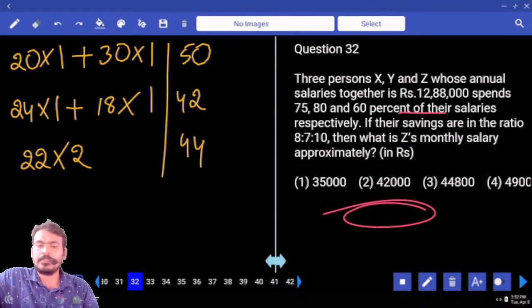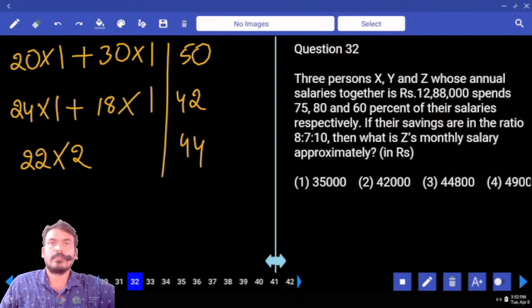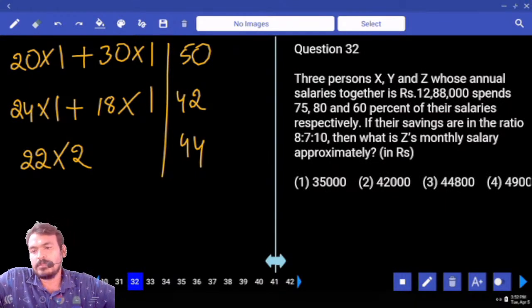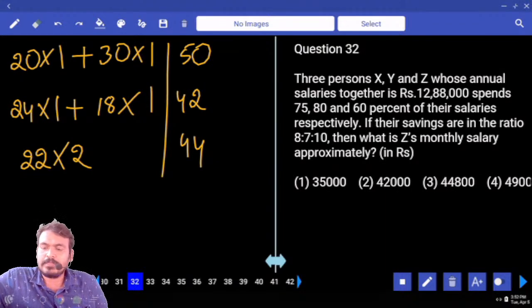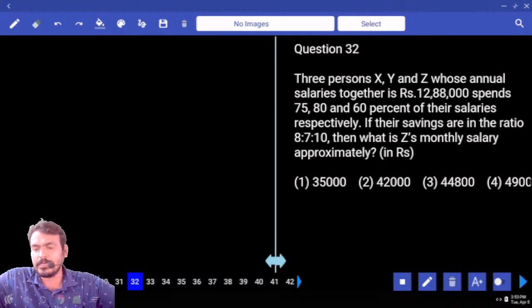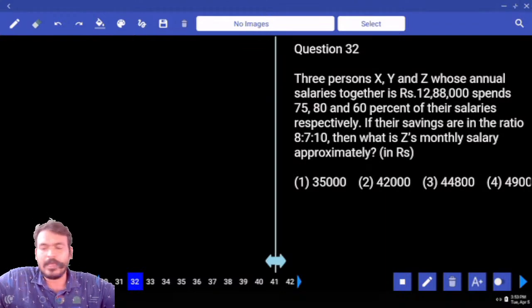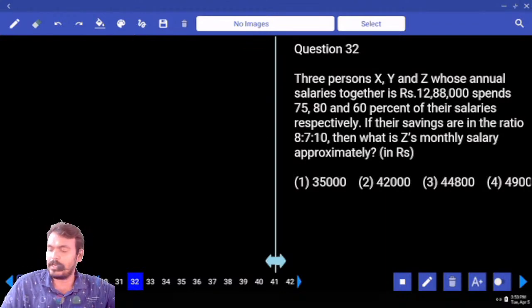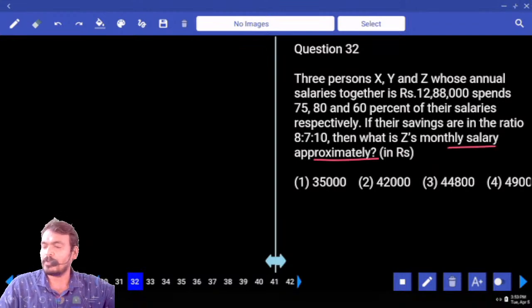Next question number 32. Three persons X, Y, Z whose annual salaries together is 12,88,000 spend 75, 80 and 60% of their salaries respectively. If their savings are in the ratio 8:7:10, then what is Z's monthly salary approximately? We require Z's monthly salary approximately.